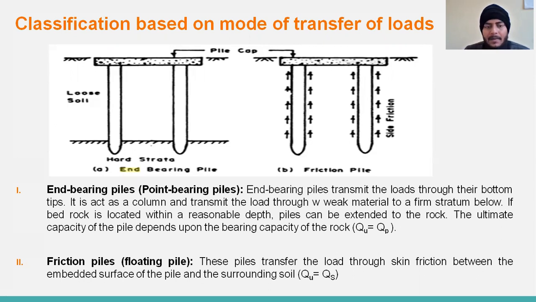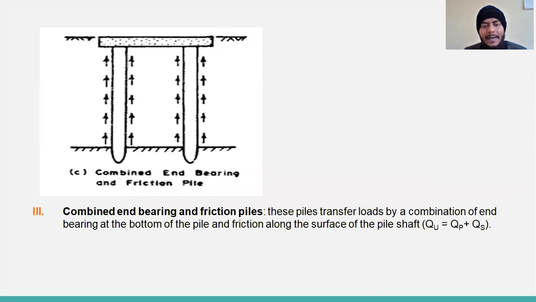Next is the combined end bearing and friction pile. By the name you can guess that it is a combination of end bearing, meaning load is resisted by the tip of the pile, and friction pile, meaning the load is shared by the skin friction. So this is a combination of both. In this case, we can write Qu is equal to Qp plus Qs. Some load is taken by the tip of the pile and some load is taken by the skin friction.